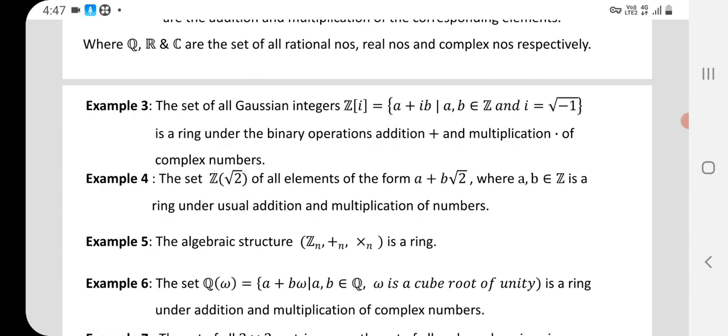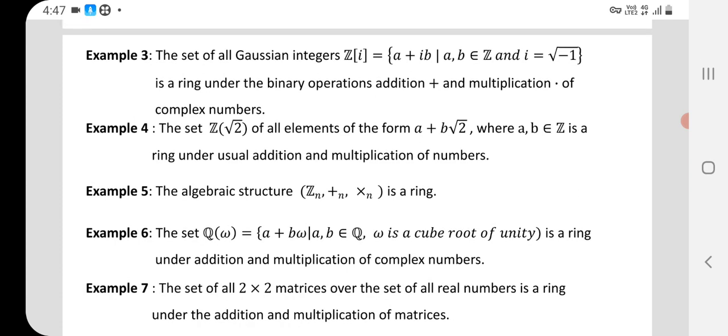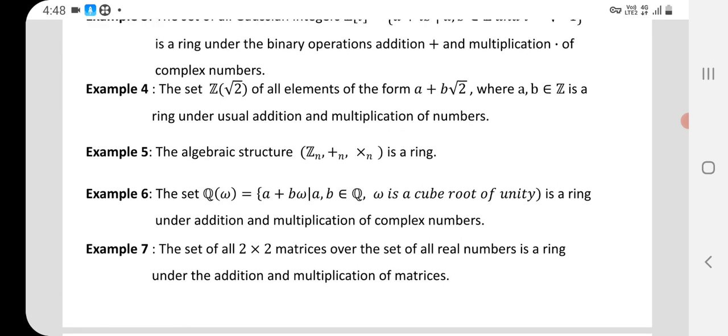Example 5, the algebraic structure Zn under addition modulo n and multiplication modulo n is a ring. The set Q[ω], we define a plus b into omega such that a, b are rationals and omega is a cube root of unity, is a ring under addition and multiplication of complex numbers.